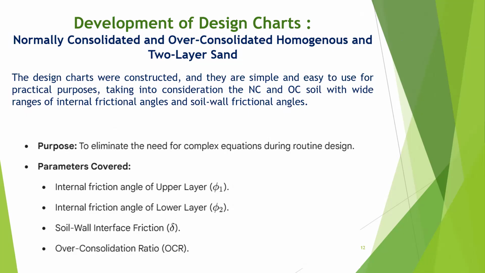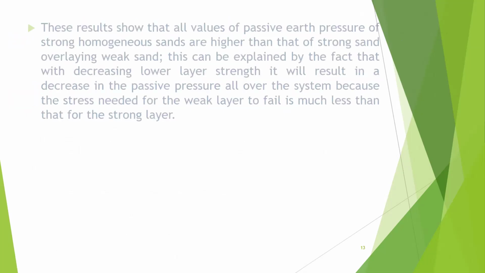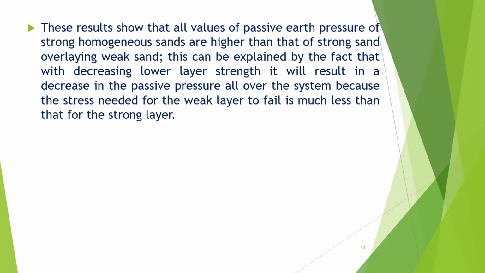And the parameters covered in this modeling: internal friction angle of upper layer, phi1, and phi2 for the lower layer, soil wall friction delta, and over consolidation ratio OCR. These results show that all values of passive earth pressure of strong homogeneous sands are higher than that of a strong sand overlaying weak sand.